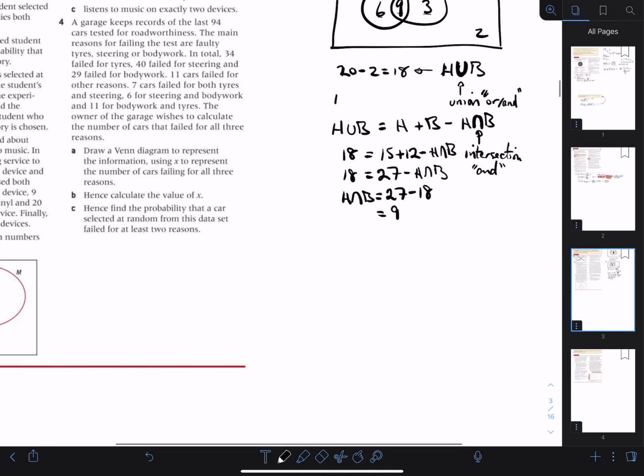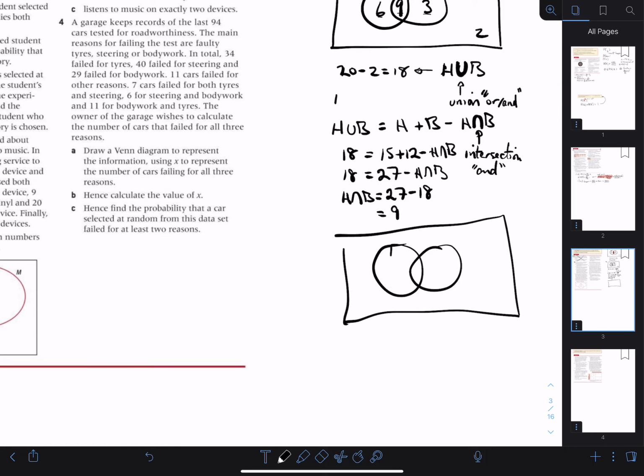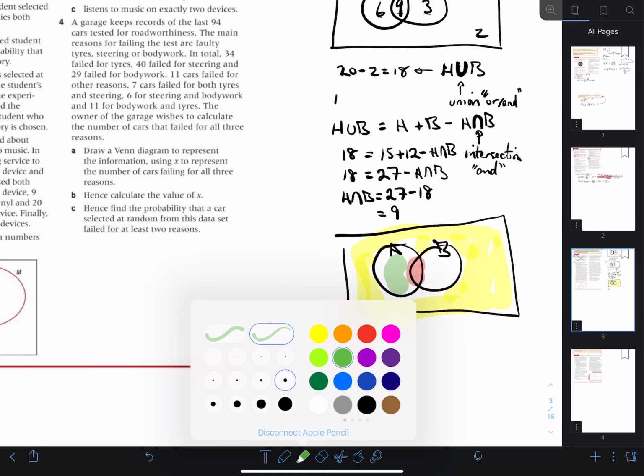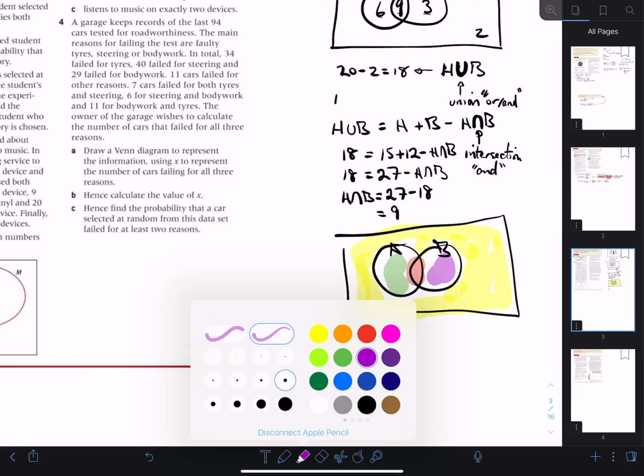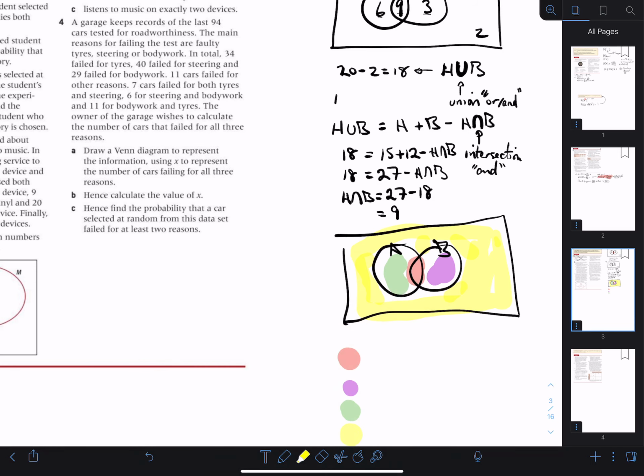Okay? So to recap that, if you're drawing these things, A, B, there's this zone, there's this zone, and then there's this zone, and then there's, I don't know, this zone. Sorry, I forgot to color code them. Yeah, they're your 4 zones.